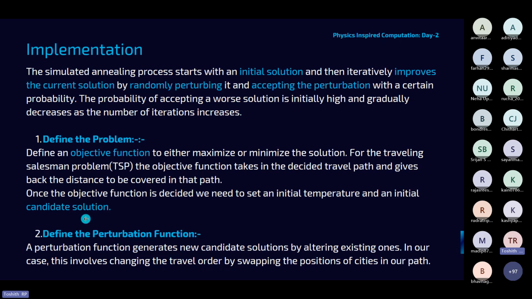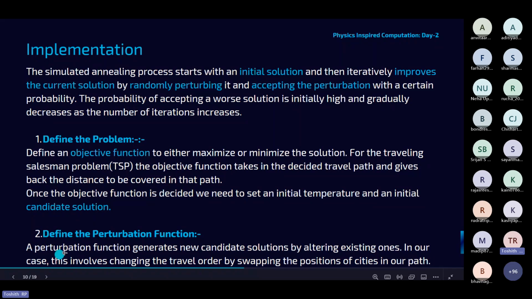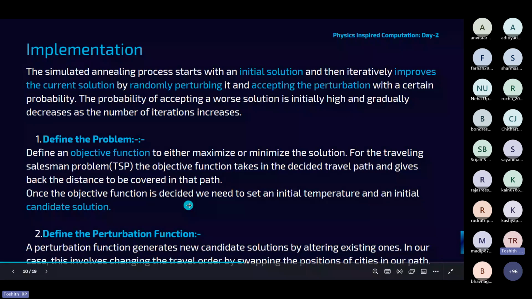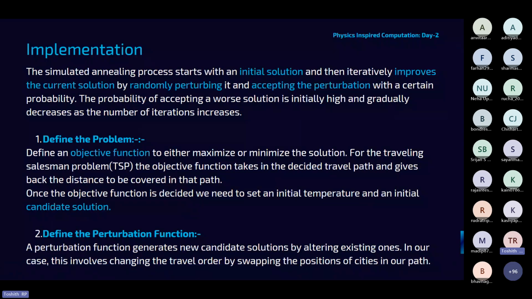Then we go to step two, which is the perturbation function. This is the same as swapping cities in our path. We'll randomly select two cities to swap. So let's say you're going from city A to B and then from B to C, you would swap B and C such that from city A you would go to city C, then from city C you would go to city B and then move on. That is the use of the perturbation function.